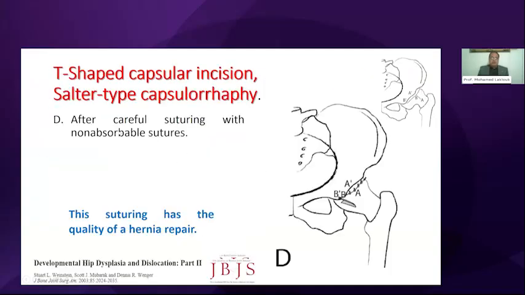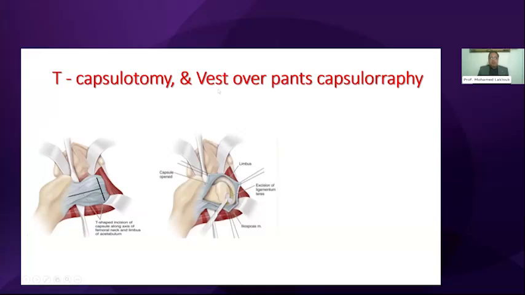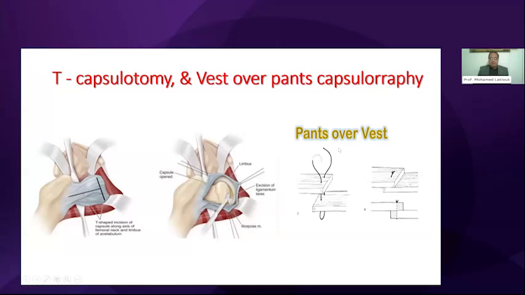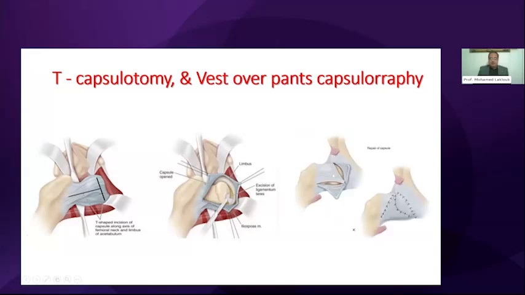Then T capsulotomy with vest over pants capsulorrhaphy. This is the T-shaped incision after opening the two flaps of the T-shape. This is the pants over vest technique for repair of the capsule, and this is the repair of the capsule after reduction of the hip joint.